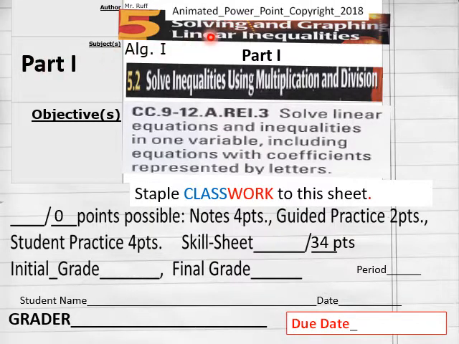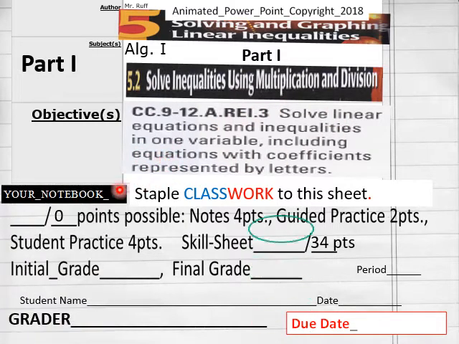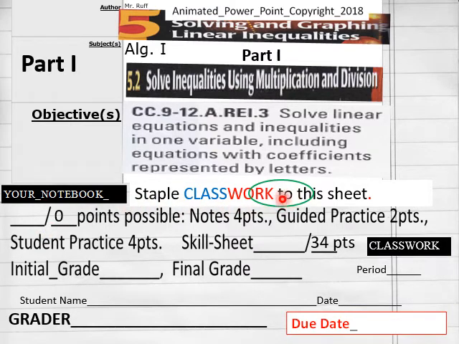Everybody, we're getting ready to do 5.2 here, solving inequalities using multiplication and division. Here is the standard here, and we have 0 points of note taking, and we have 34 points here of a skill sheet for class work.